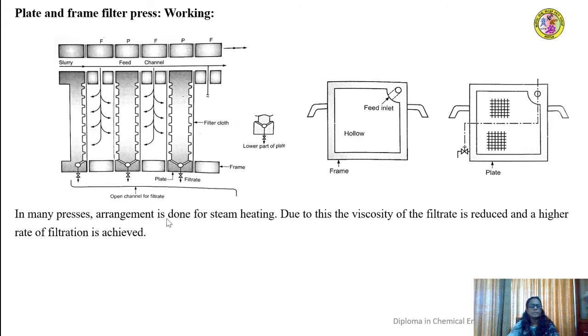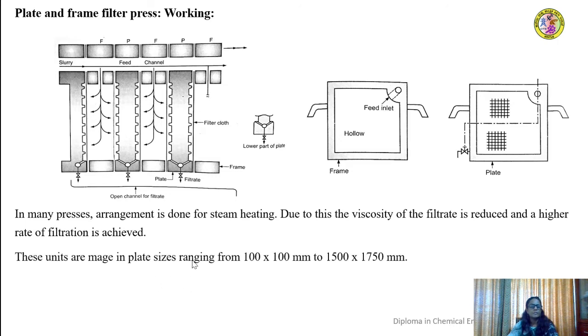In many filter presses, arrangement is done for steam heating. So some kind of heating arrangement needs to be provided with the steam. Due to this, the viscosity of the filtrate is reduced and a higher rate of filtration is achieved. So in order to see that the filtrate is not viscous, so that its flow will take place at a higher rate, heating will be incorporated in many of the filter presses.